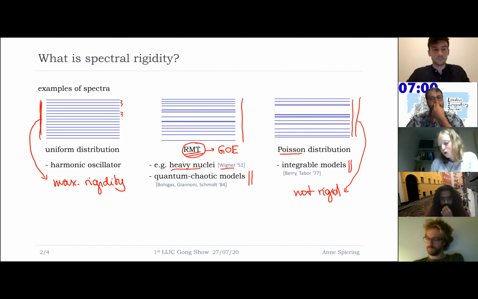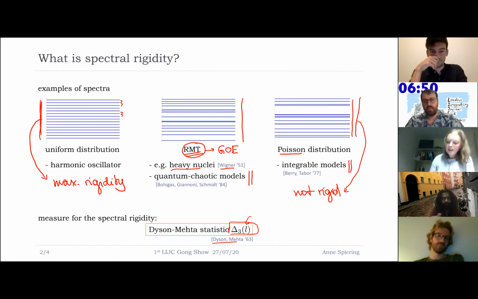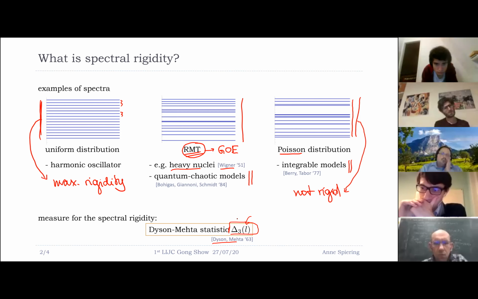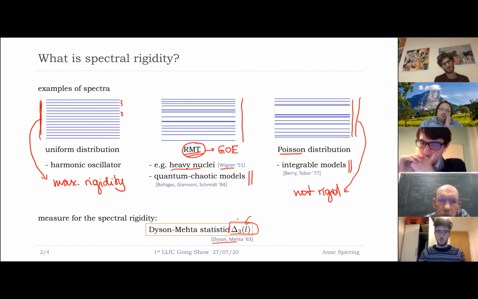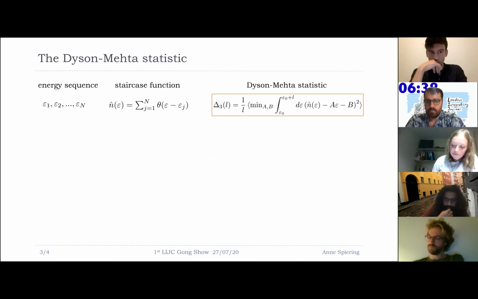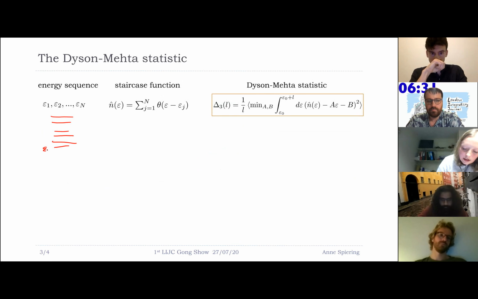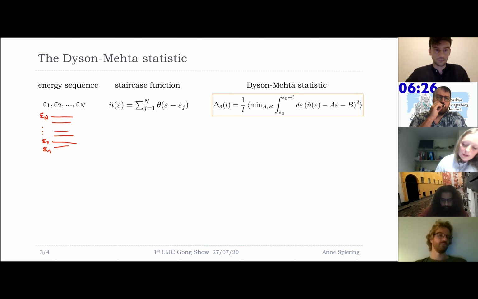Now, for a more quantitative measure, Dyson and Mehta came up with the Dyson-Mehta statistic, delta 3, depending on one argument. I'll also be talking about scaling dimensions, which are usually also denoted by delta, but here delta 3 really is the Dyson-Mehta statistic. So how is this defined? For this, I just need a tiny bit of notation. If I have a spectrum, then I will denote the energy levels by epsilon 1, epsilon 2, up to epsilon N.